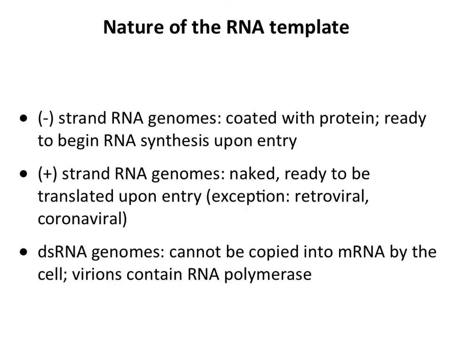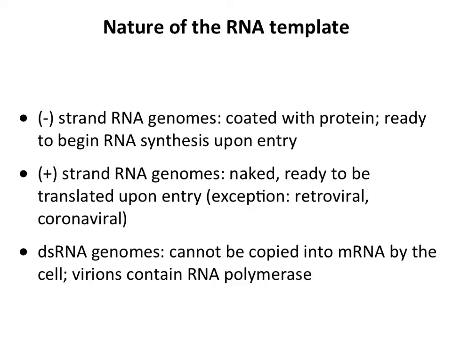Now, the RNA template, as it is in the virion, varies according to the virus. And this is informative because it goes along with what the first step is when viruses infect cells. Typically, negative strand viruses with negative strand genomes, those RNAs are coated with protein because as soon as they come in the cell, they have to start making RNA. So the proteins include usually a nucleoprotein of some sort like the nucleoproteins that build those helical capsids, but they also have polymerase enzymes associated with them and some other proteins that are needed as well. So as soon as those RNAs come in, they're ready to start making mRNAs. So they're really not naked RNAs, they're ribonucleoprotein complexes.